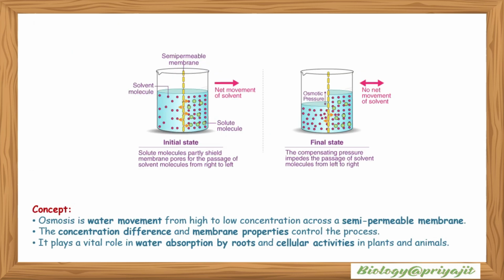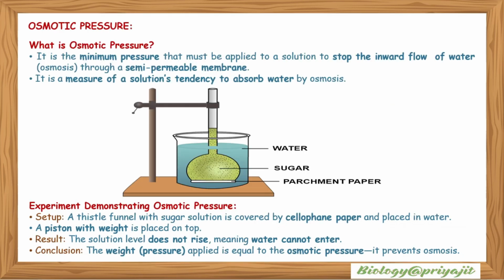So the concept: osmosis is water movement from high to low concentration across a semi-permeable membrane. The concentration difference and membrane properties control the process. It plays a vital role in absorption by roots and cellular activities in plants and animals. What is osmotic pressure? It is the minimum pressure that must be applied to a solution to stop the inward flow of water through a semi-permeable membrane. It's a measure of a solution's tendency to absorb water by means of osmosis.